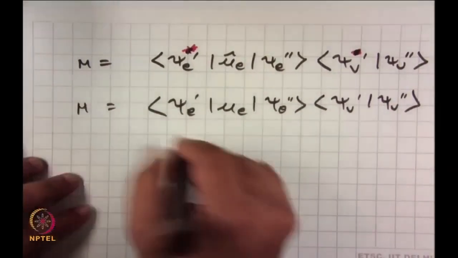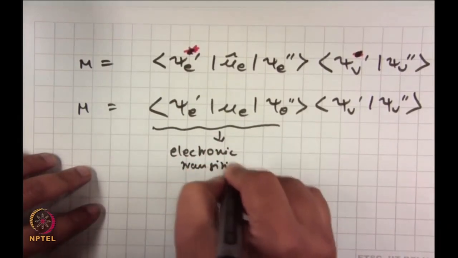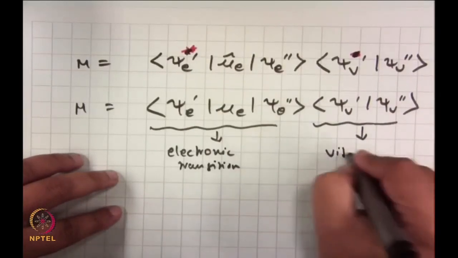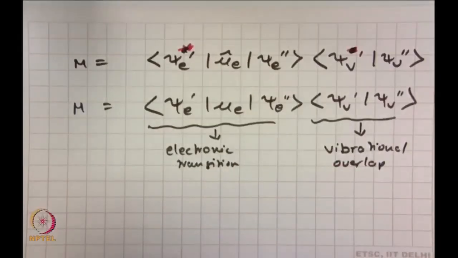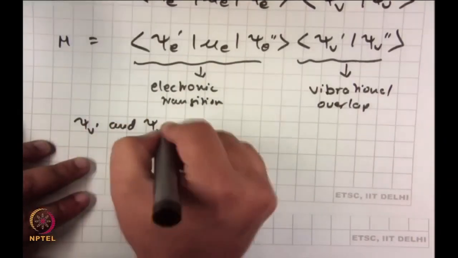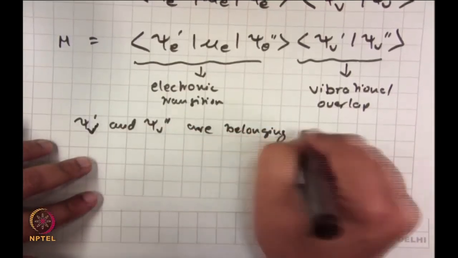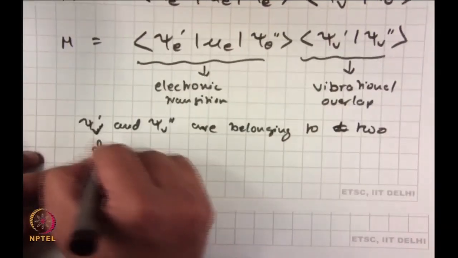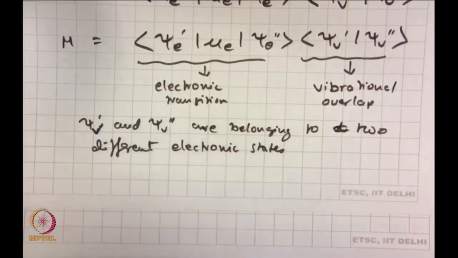So this is what your M is. This is your electronic transition, as I wrote last time. This is referred to as vibrational overlap, the overlap between two vibrational wave functions. So coming back to our discussion, psi v prime and psi v double prime belong to two different electronic states. First keep that in mind, okay?